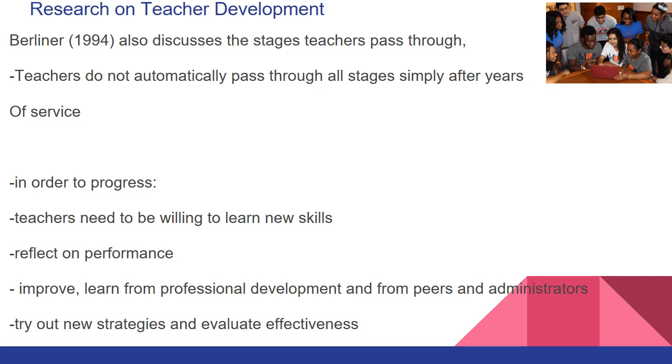So in order for a teacher to progress through the stages, to leave the stage of novice and get toward the stage of expert, teachers have to be willing to learn new skills, to receive new training. They have to be regularly reflecting on their performance and using that reflection to get better. They have to improve their own skill set and their content knowledge through professional development and also through collaboration with peers and administrators. And they need to experiment, trying out new strategies and also determining whether these new strategies are more useful than the ones they've been using in the past.